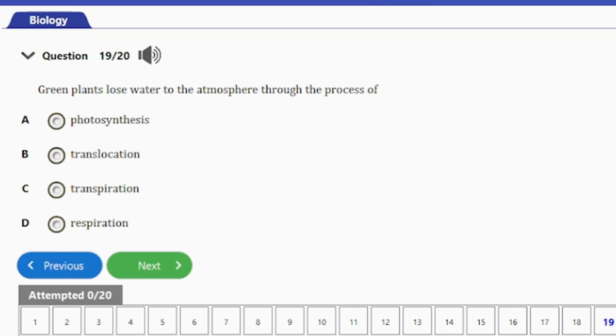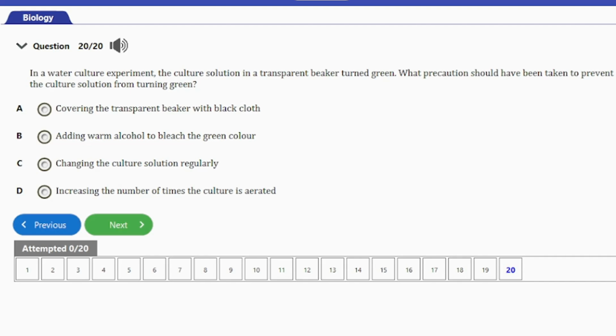So let's consider the next question, question number 19. It says, green plants lose water to the atmosphere through the process of A, photosynthesis, B, translocation, C, transpiration, D, respiration. So guys, the process by which green plants lose water to the atmosphere is actually transpiration, and that's option C here.